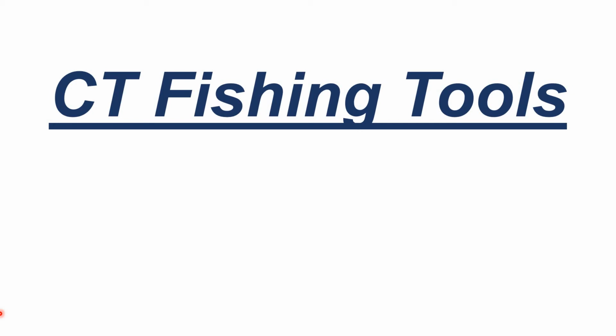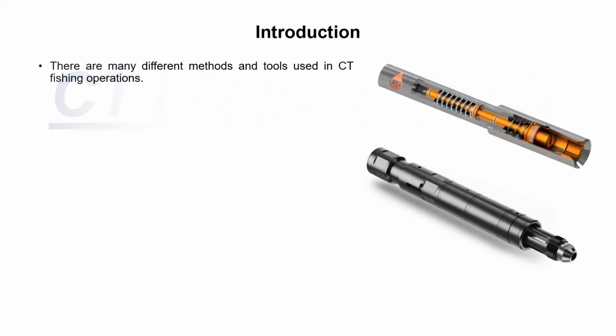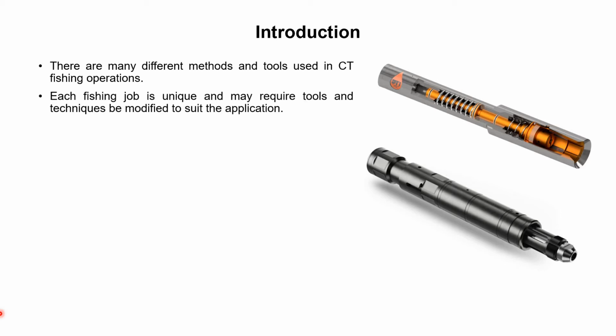To continue our discussion about coil tubing fishing, here we'll discuss coil tubing fishing tools. So talking about the introduction, there are many different methods and tools used in coil tubing fishing operations. Each fishing job is unique and may require tools and techniques be modified to suit the application. What does it mean? It means that each coil tubing job has its own challenges.